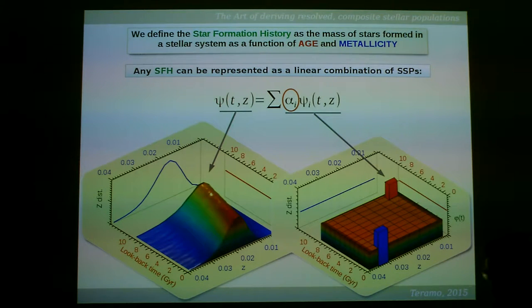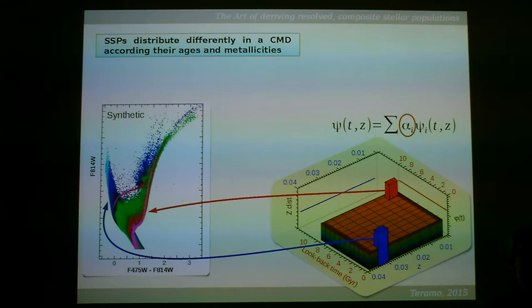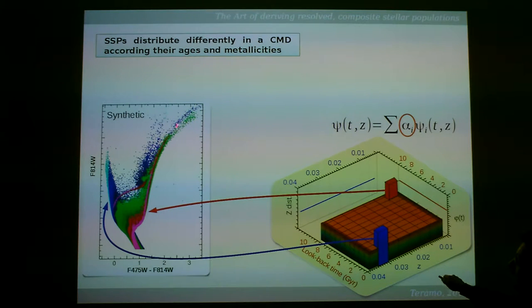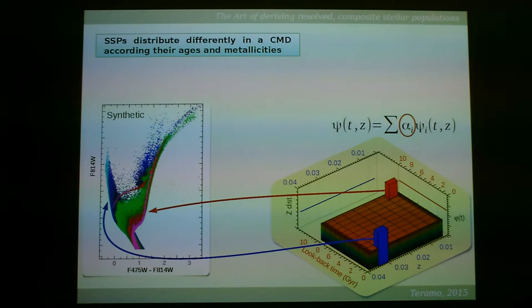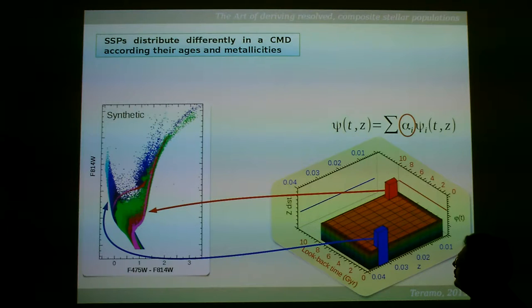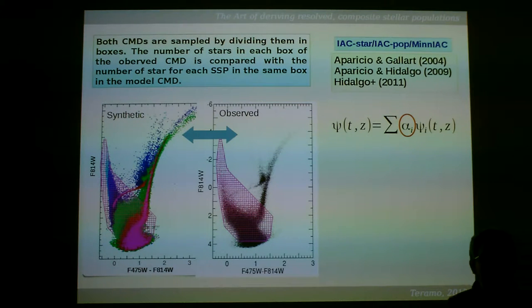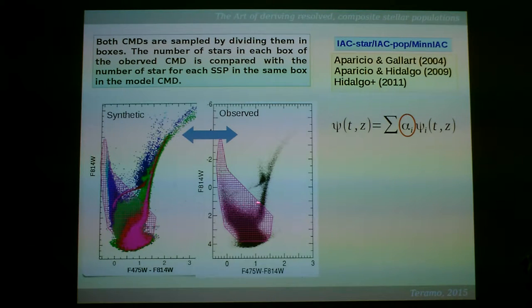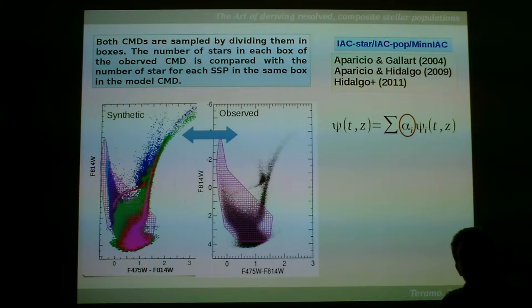So how do we find these weights? We know that simple stellar populations distribute in different ways in a color-magnitude diagram. For example, this old metal-poor simple stellar population is distributed alongside here in the color-magnitude diagram, this extended RGB, and this young simple stellar population is distributed in a different way, the blue one. So what we have to do is compare the distribution of all the synthetic simple stellar populations with the distribution of the observed stars in a color-magnitude diagram. We divide the color-magnitude diagram into boxes, count the number of stars in each box, and compare it with the distribution of the simple stellar populations in the same box.